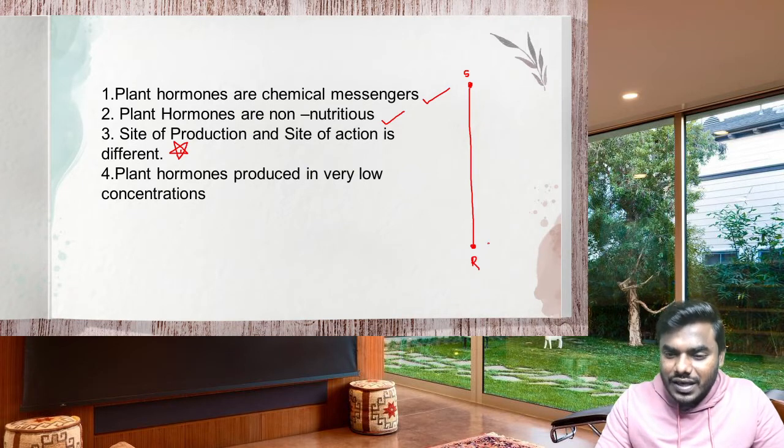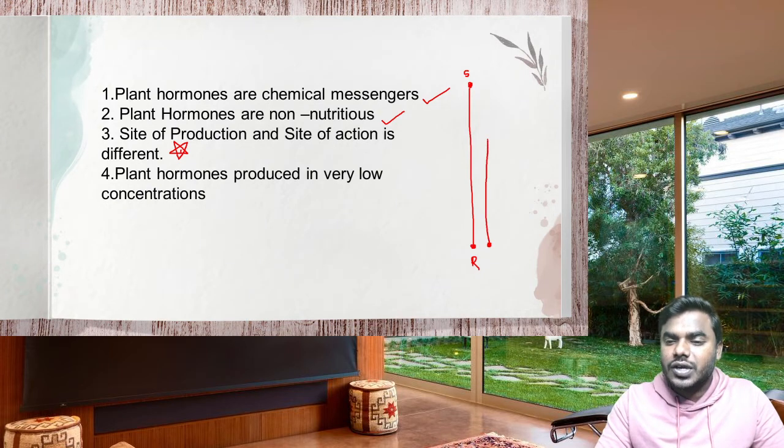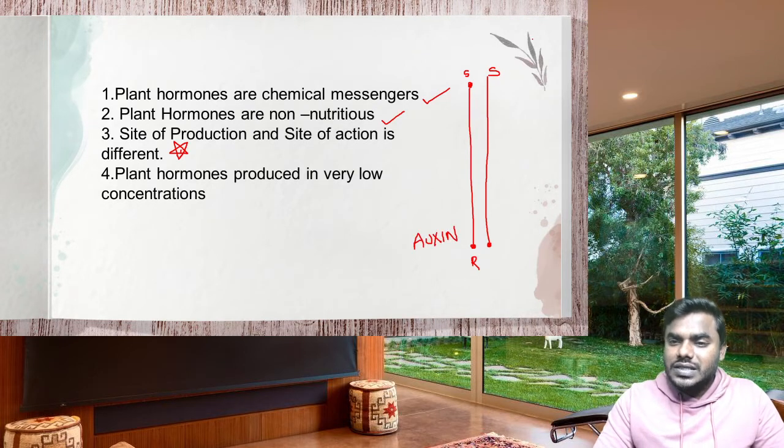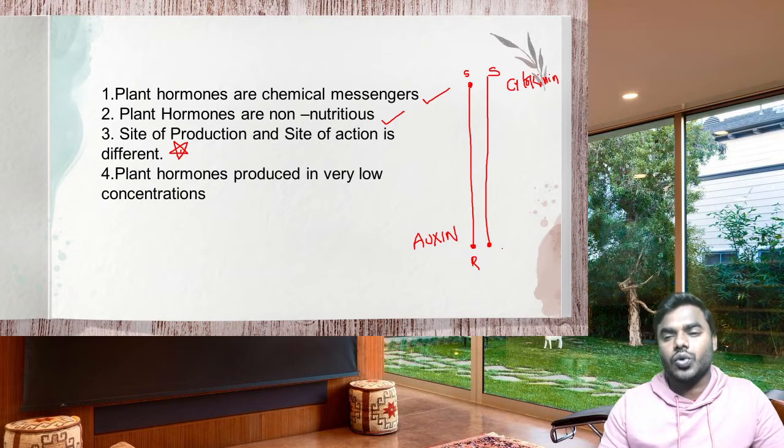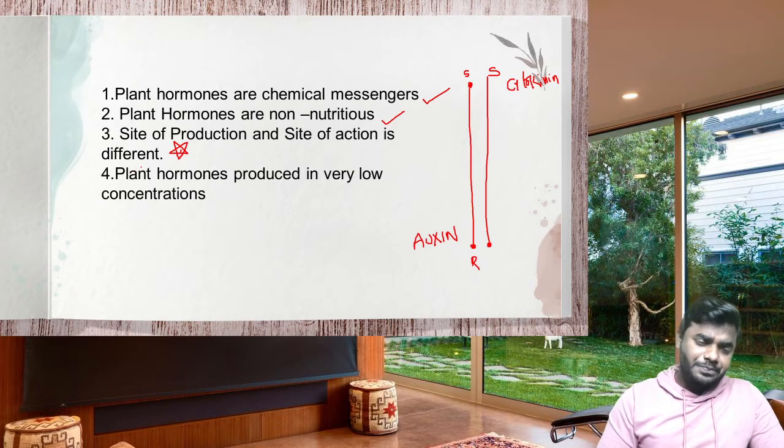Now if you think about cytokinin, where is cytokinin basically produced? Cytokinin is synthesized in the root. But where does cytokinin show its action? In the shoot. Auxin shows its action in the root but is produced in the shoot. Cytokinin shows its action in the shoot but is produced in the root. Don't confuse that. That's why we say the site of production and the site of action are entirely different.